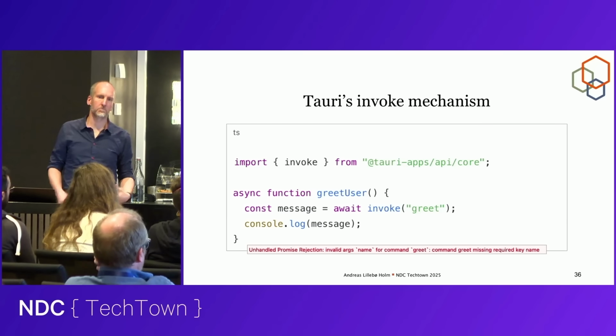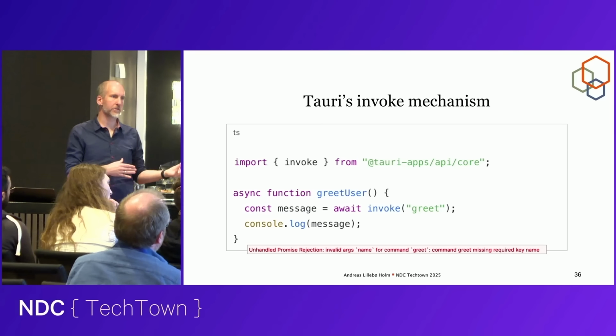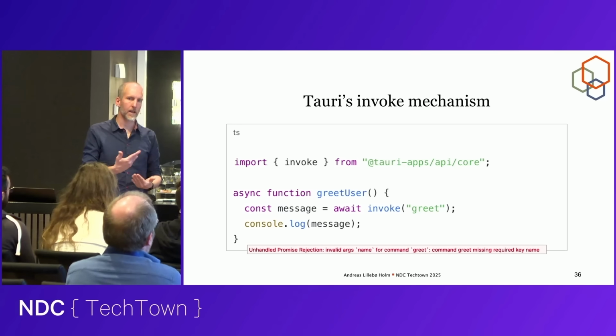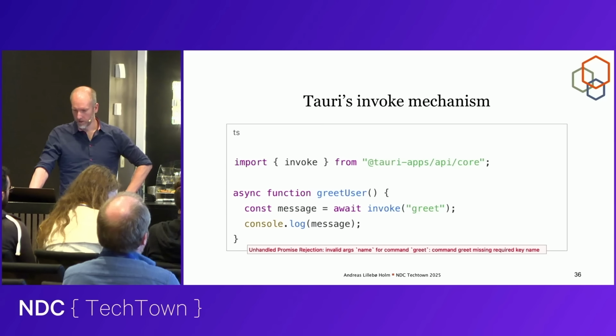So it actually gives you a sane error message, and this is the malformed message rejection that Tauri handles for you. So you have to be correct, basically.